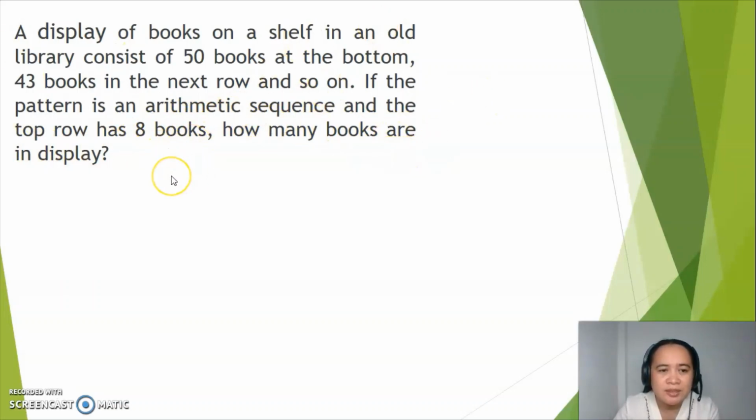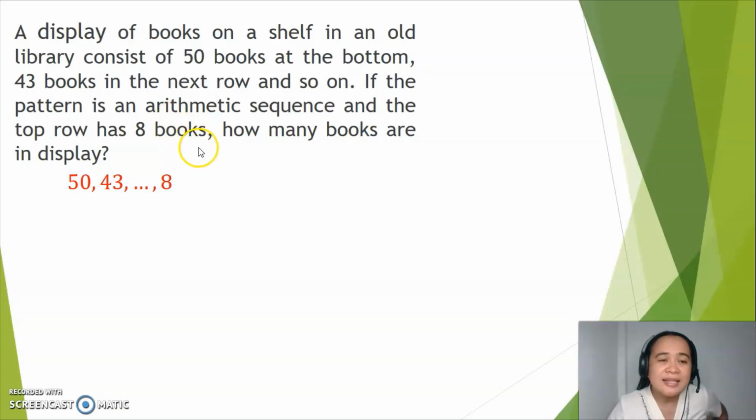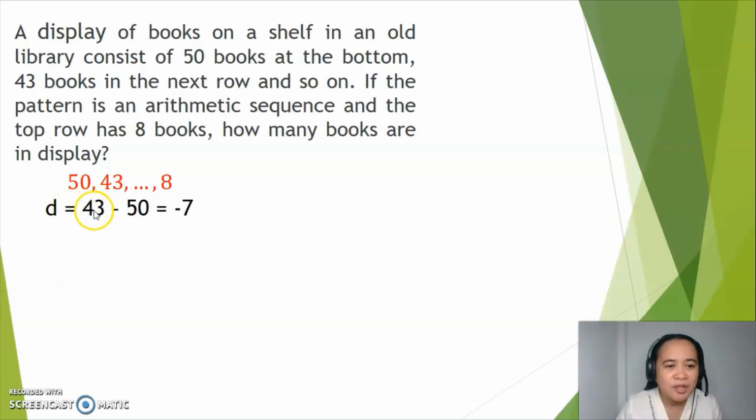So take note, the given consists of 50 books in the lowest row, 43 books in the next, and 8 at the topmost. So since this is an arithmetic sequence, let's identify its common difference. To do that, that would be the recent term minus the previous term. So that would be 43 minus 50. So therefore, the common difference is -7.